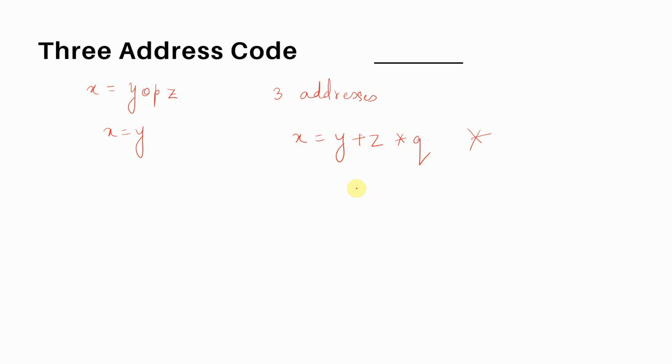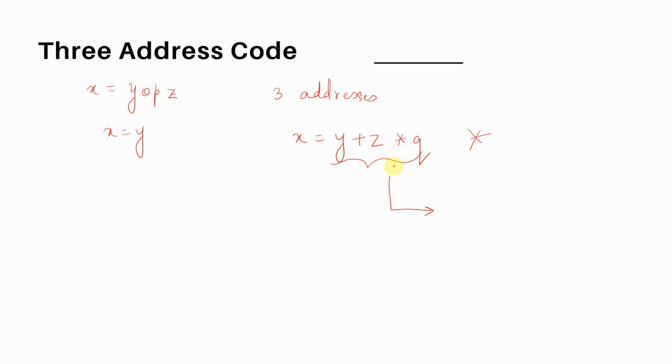So what we do is we try to convert this statement into three address code statements. How do we do that? In this case, I'll follow the rules of precedence, that is multiplication is performed first and then addition, and then finally once this value is computed, it is assigned to x. So this full statement will be transformed into three address statements as follows.